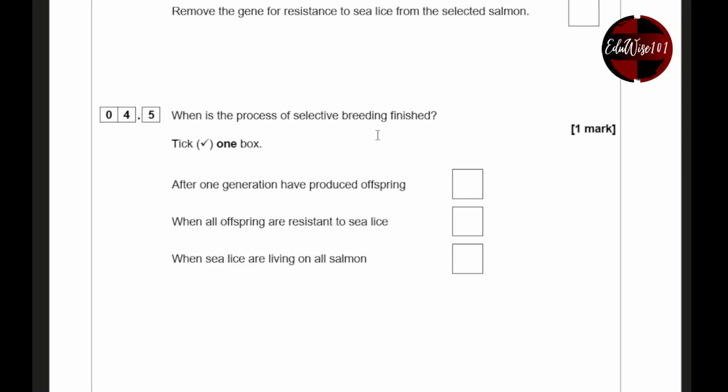What is the process of selective breeding? When is the process of selective breeding finished? Tick one box. After one generation has produced offspring? No.